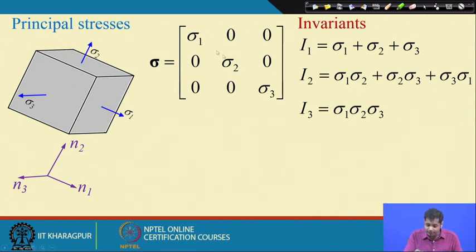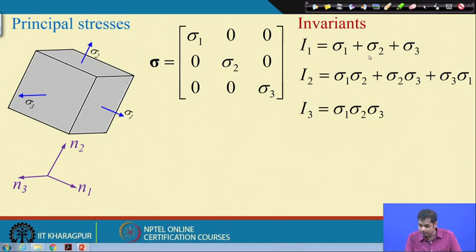The first one is the trace of the matrix, since it is invariant. So, whether you calculate the stress with respect to the xyz coordinate system or the n1, n2, n3 coordinate system, they remain the same. The invariant with respect to the principal coordinate system is sigma 1, sigma 2, sigma 3, and similarly the second invariant, which is the sum of cofactors, and the third invariant is sigma 1, sigma 2, sigma 3, the diagonal terms.